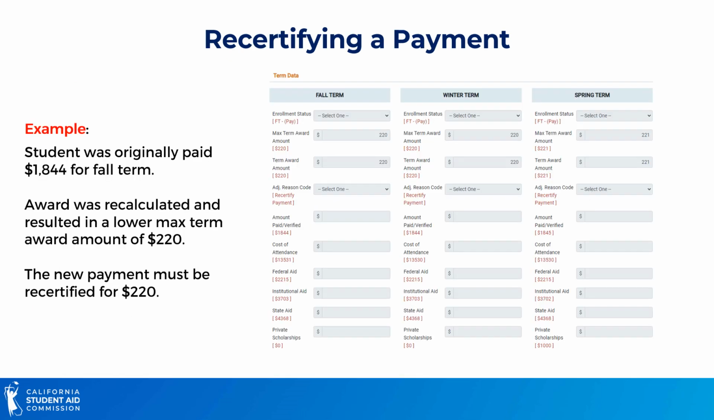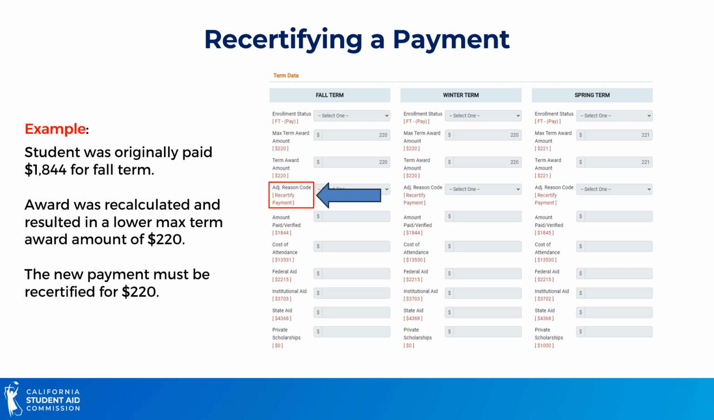To recertify a payment for a student, click on their student record and scroll down to the Term Data section. Here you can recertify the new payment amount by using the Enrollment Status dropdown or the Adjustment Reason Code dropdown to report a different status. In this example, this student was originally paid at full-time enrollment for $1,844. You can tell by looking at the red font in brackets next to enrollment status and amount paid/verified.